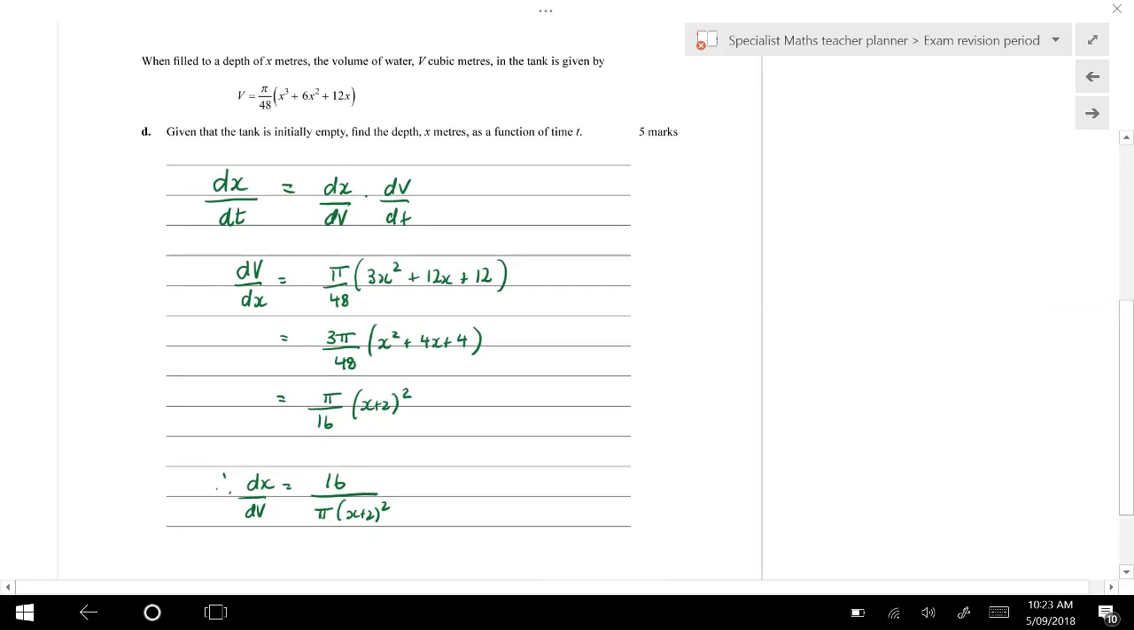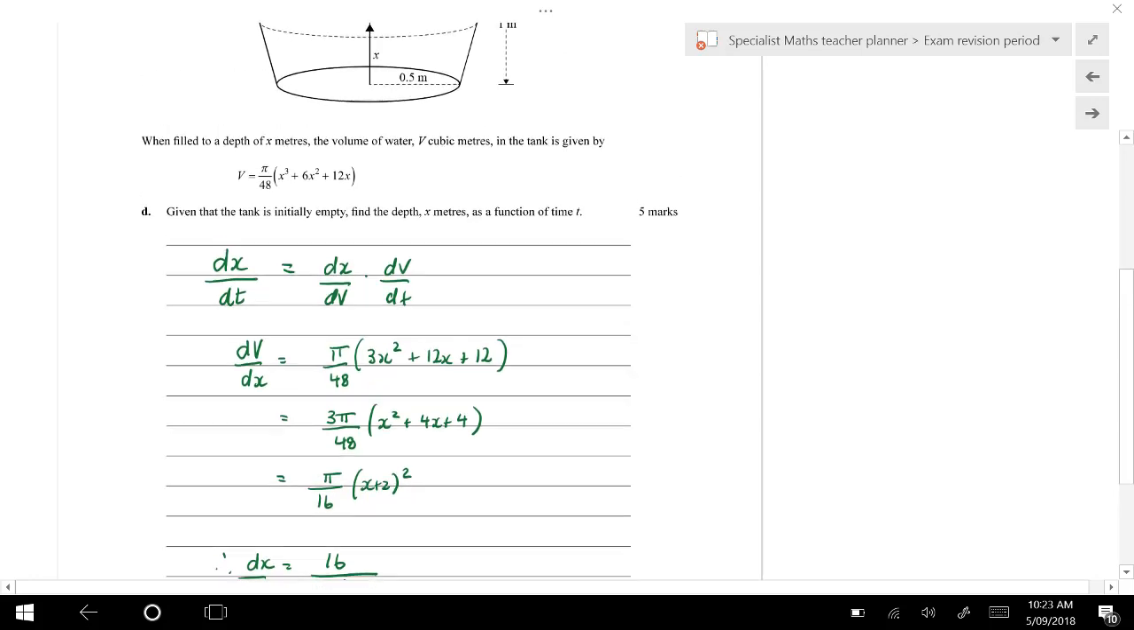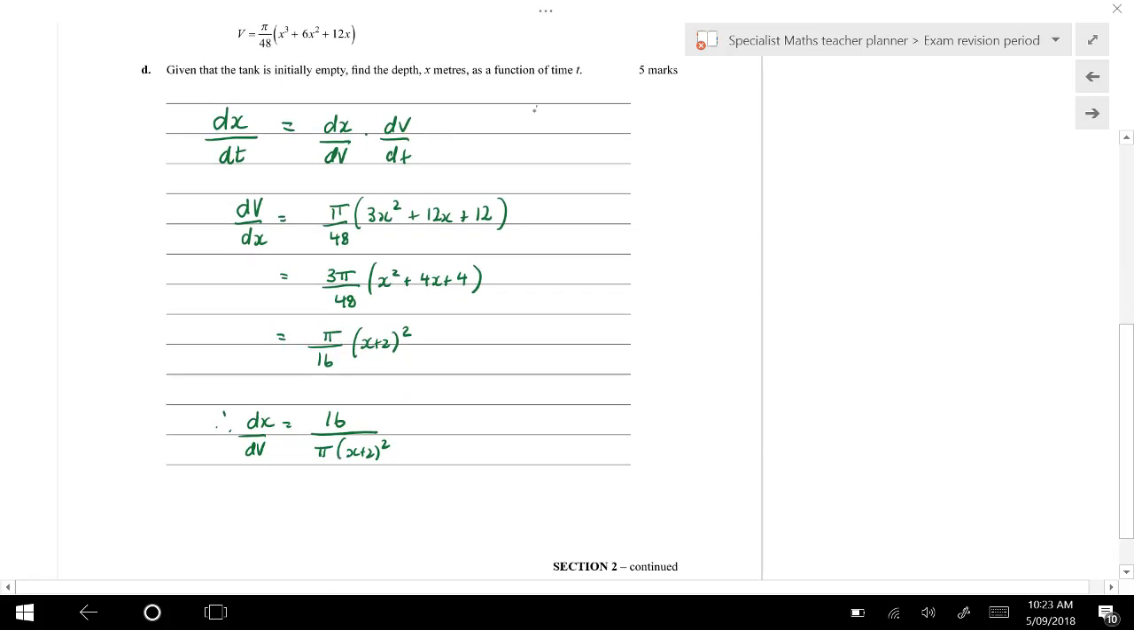Now, we've got dx dv. What's dv dt? Water's coming in, but it's not coming out. So it's rate in minus rate out, which is just, of course, the rate in. So therefore, we can say that dx dt is dx dv, which is 16 over pi, x plus 2 squared, times 0.05 pi. Well, 0.05 is 1 over 20, isn't it? And let's have the pi on the top. Okay, I haven't even touched a calculator yet.